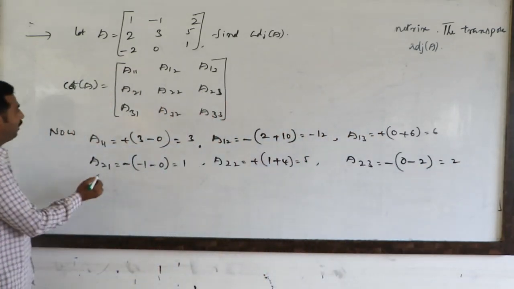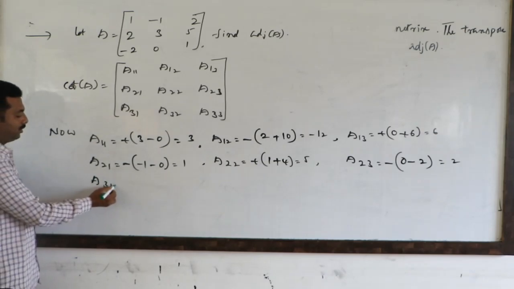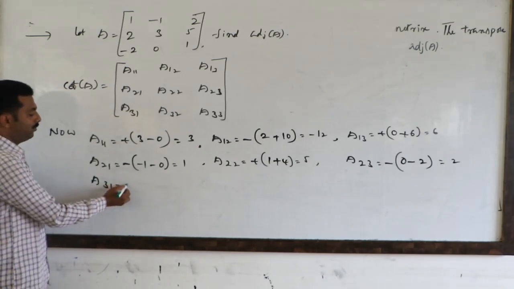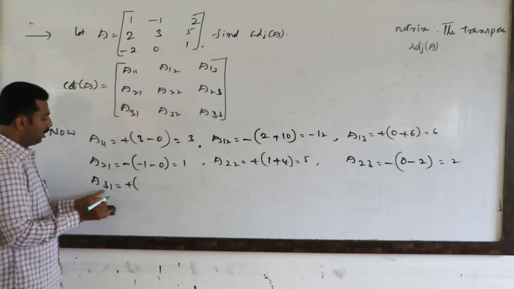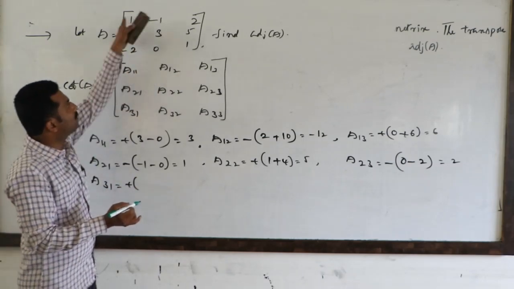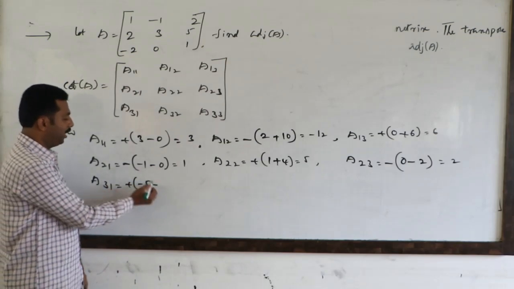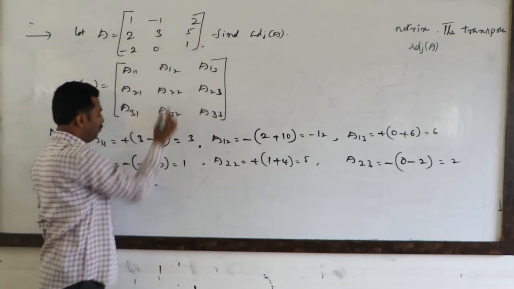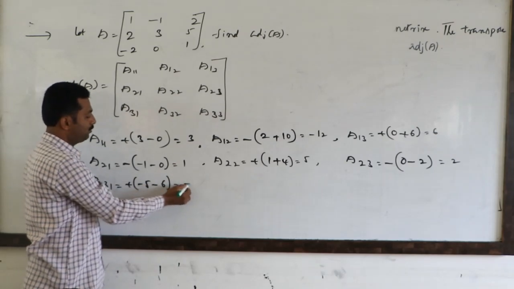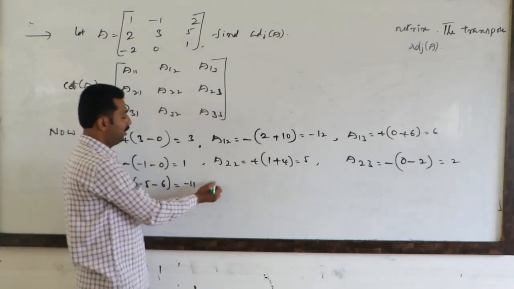Next, A31. 3 plus 1, 4. Even number means plus sign. Third row, first column, if we delete, minus 5. Minus 3 into 2, 6. So this will be minus 11.